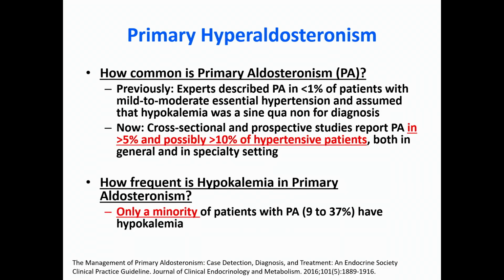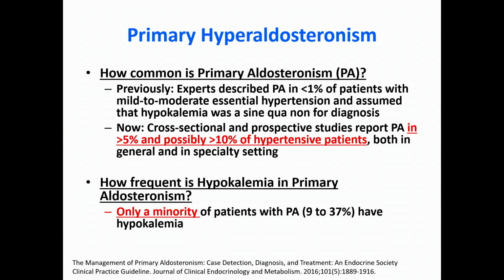In terms of how common primary hyperaldosteronism can be, previously experts had mentioned that it could be less than 1% of patients with hypertension, and they assumed that the low potassium, the hypokalemia, was a gold standard for the diagnosis.